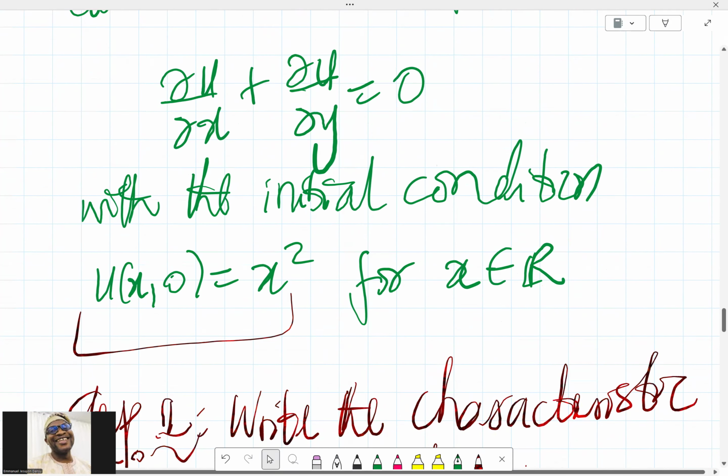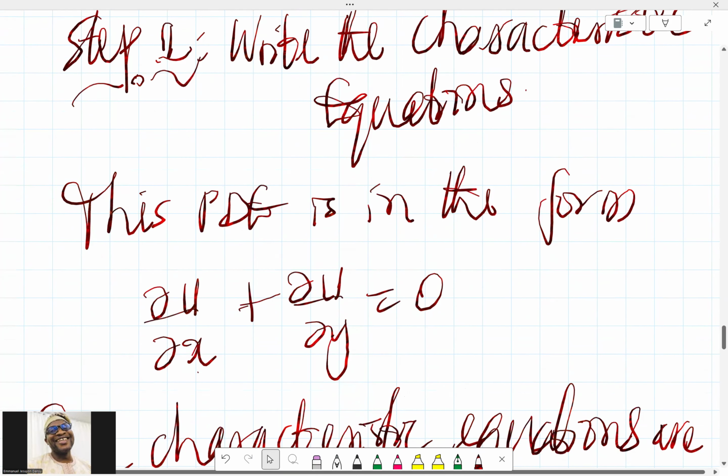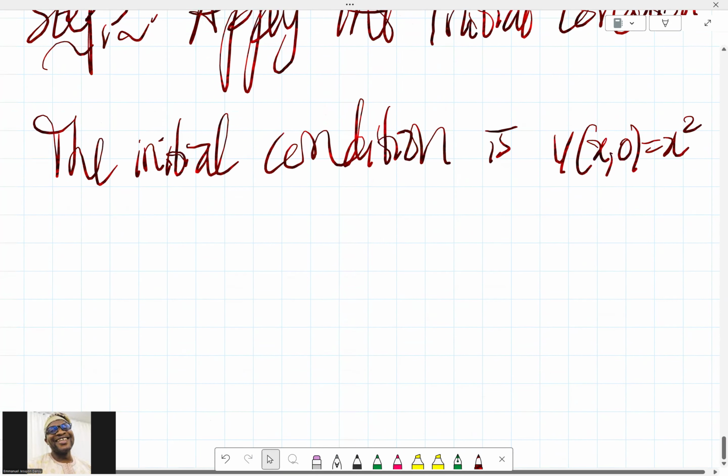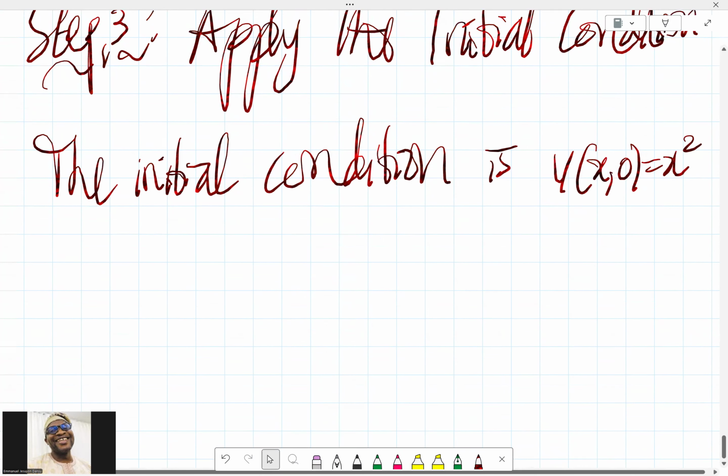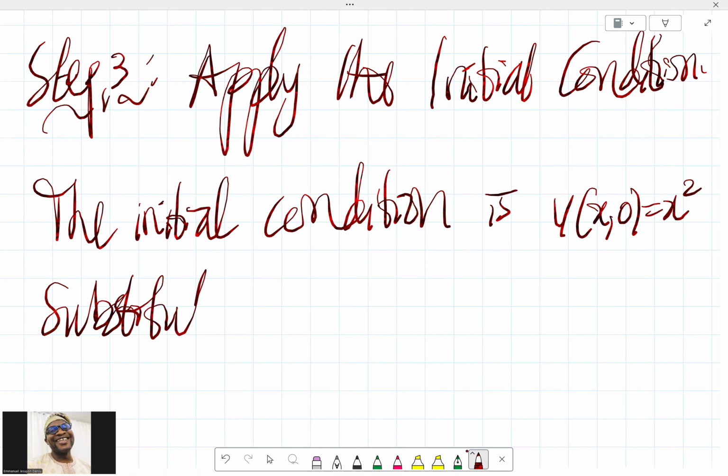What this simply means is that in the beginning, when time was 0, when y is 0, then the function is x squared. I think that's basically what the idea is. Okay, so the initial condition is that u of x comma 0 is x squared. So if that is the case, we can substitute. So what this simply means is that at that point in time, x is x and y is 0. So it means that we can make y equal to 0, right?